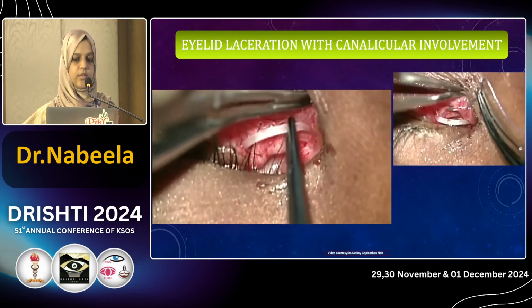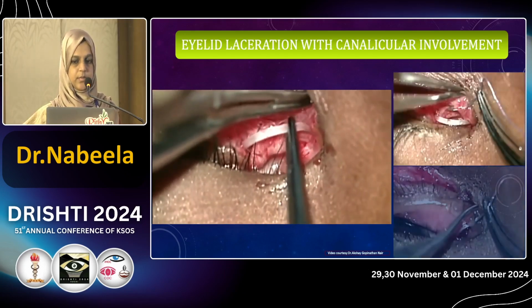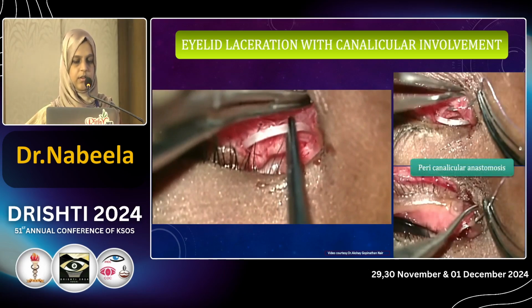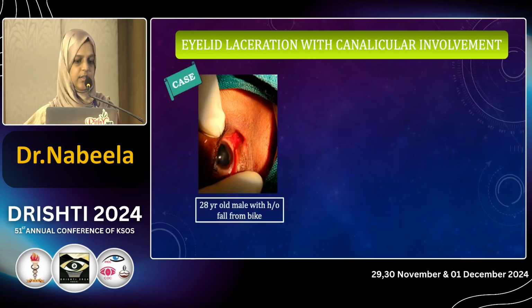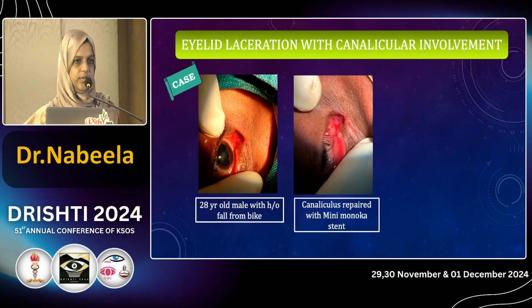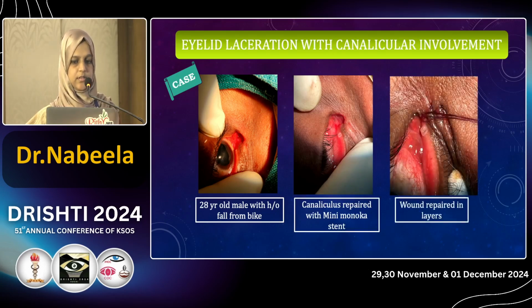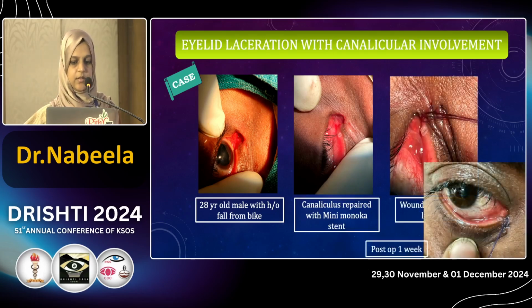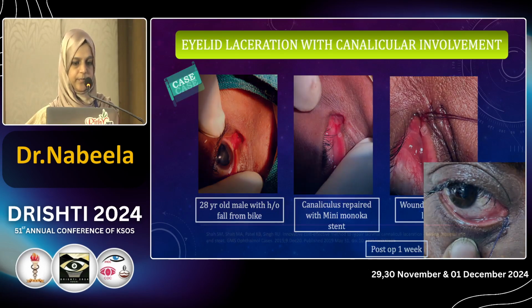Okay, then you have to suture just anterior and just posterior in the pericanalicular area, resulting in a pericanalicular anastomosis, and the rest of the layers are sutured. So this was the case, a 28-year-old male with a history of fall from bike. The repair was done using a mini Monoka stent, and the external layers were repaired in layers. So this is a post-operative 1 week.